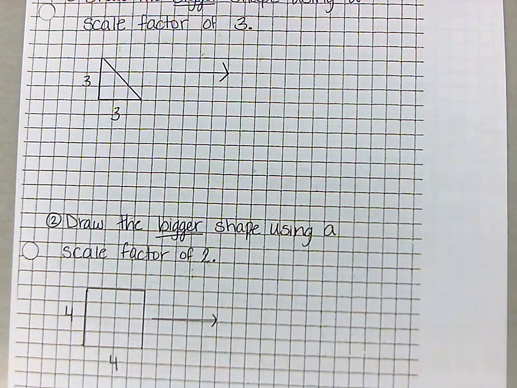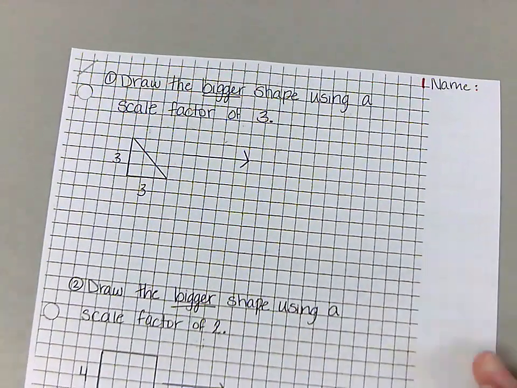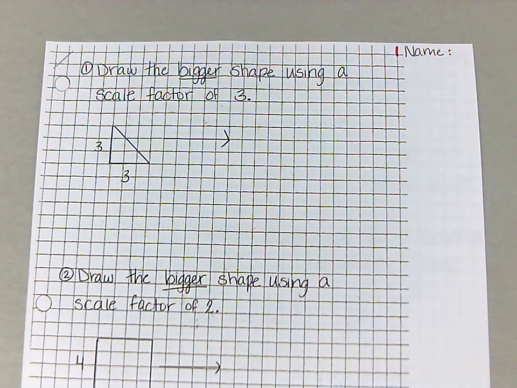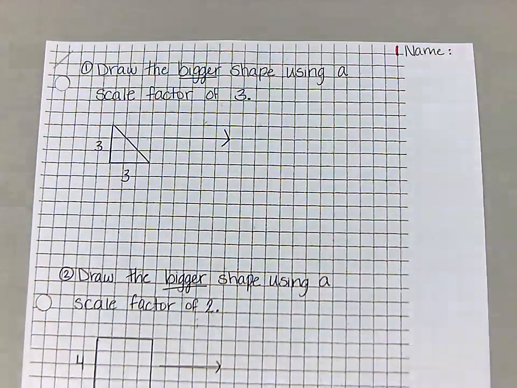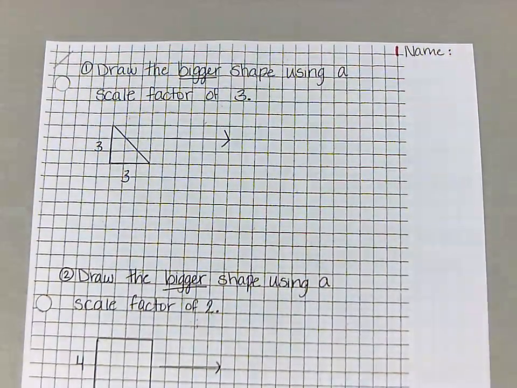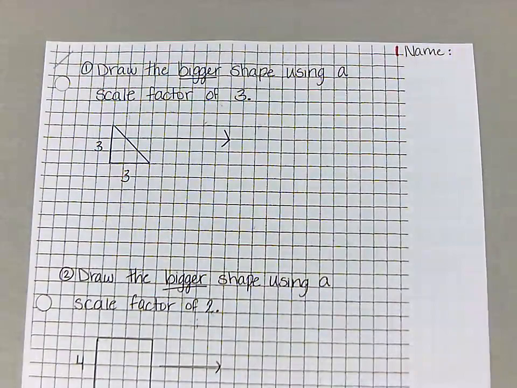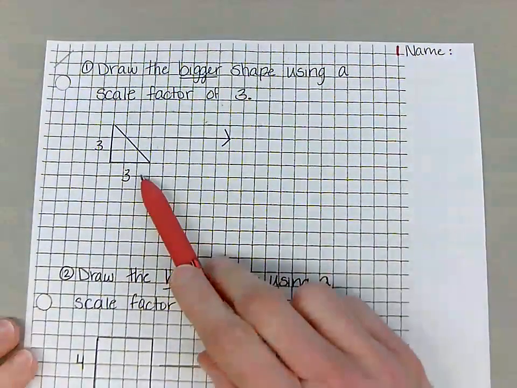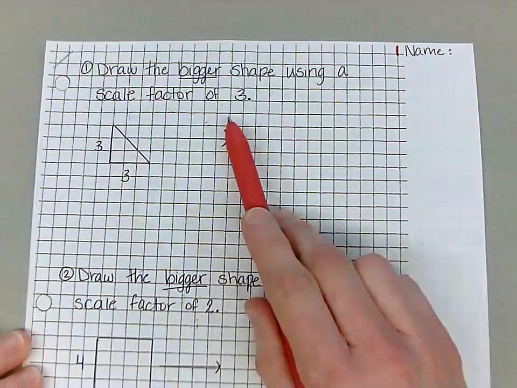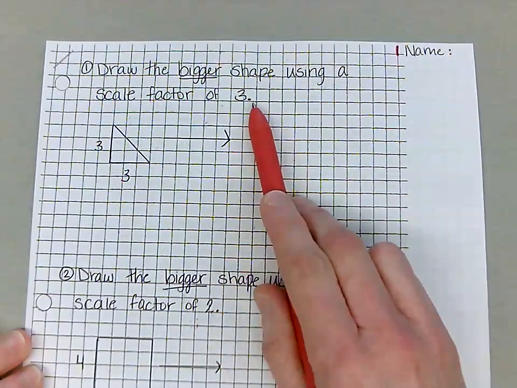Right, last video today. So that means you just got done taking notes with me on similar figures. So now we're just going to practice a little bit about what we learned. On the first page of your packet, it says draw the bigger shape for number 1 using a scale factor of 3. Okay, so now we have this small triangle that we're going to make 3 times larger.